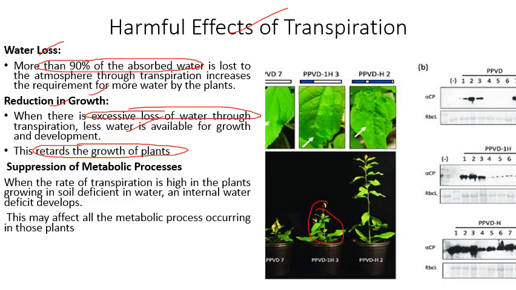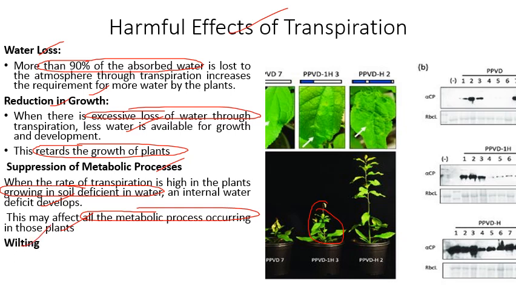The next is suppression of metabolic processes. When the rate of transpiration is high in plants growing in soil deficient in water, an internal water deficit develops. So there is a shortage of water in the cell, and that is called internal water deficit. This may affect all the metabolic processes occurring in those plant parts or plant cells, because water is essential for all the metabolic processes in plants.